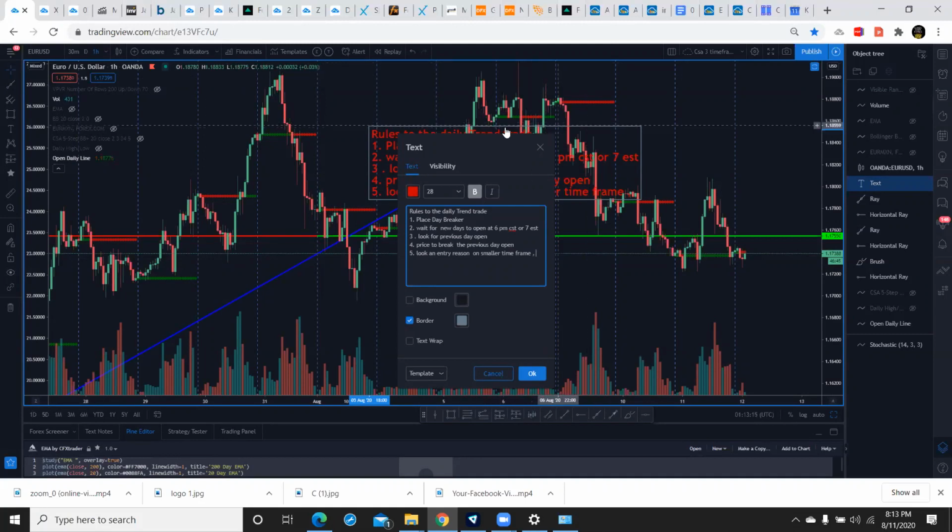So you set up your initial trade using this strategy, and then you can add what I like to call overlays or confluences, and they give you a higher probability that the trade will work out. So we're going to be looking for an entry reason on a smaller time frame, i.e. 30 minutes or 15. I'm looking for a candlestick alert or signal, or confluences from your indicators.